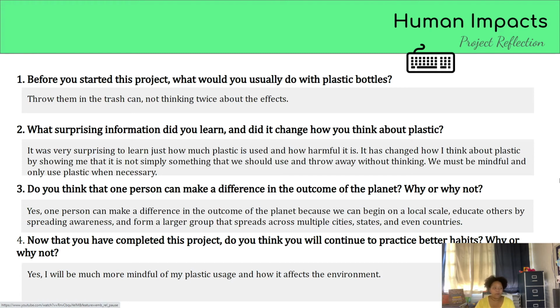Before we started this project, what would you usually do with plastic bottles? Well, to be honest with you all, I would usually throw them in the trash can and I wouldn't think twice about the effects. Like I said earlier, no one wants to hurt the environment, but sometimes we don't think about it. We don't stop and take the time to see what it is that we're actually doing and the effects that it has.